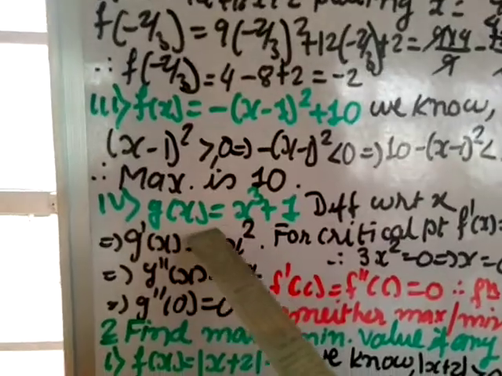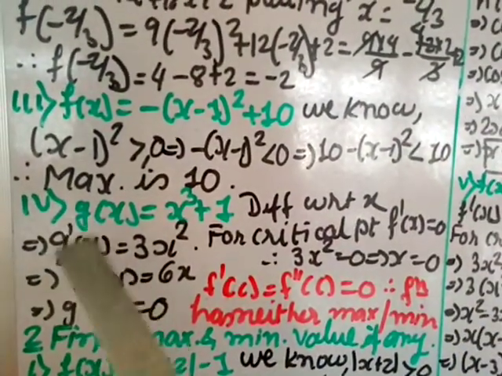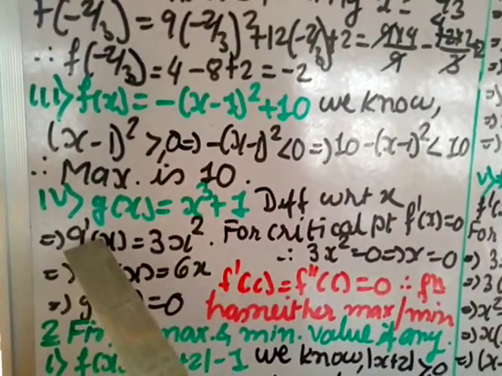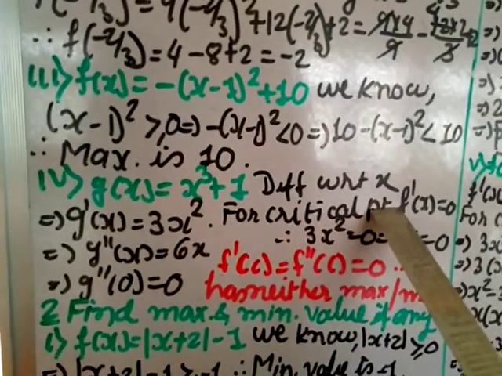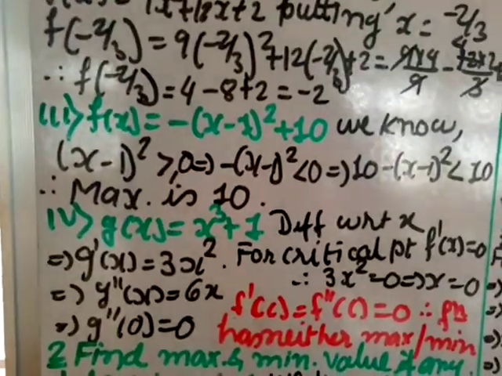Question number 4, g(x) is equal to x cube plus 1. Differentiate with respect to x. So I differentiate: g dash x equals x cube is 3x square, plus 1 is 0. Again the derivative of 3x square is 6x. Now for the critical point, g dash x is equal to 0.